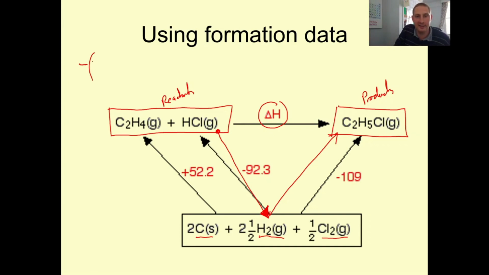So minus plus 52.2 minus 92.3, okay? And this is why we've got to be careful. We've got a minus minus here. We are going against that arrow, so it's going to become a plus. But then we are going with this arrow. So that is plus whatever that value is. But oh no, that's a minus. So we've got a minus plus, a minus minus, and a plus minus.